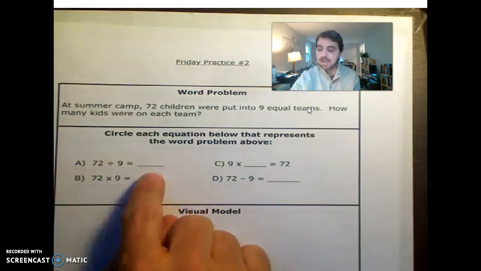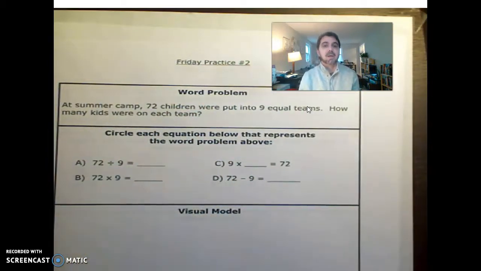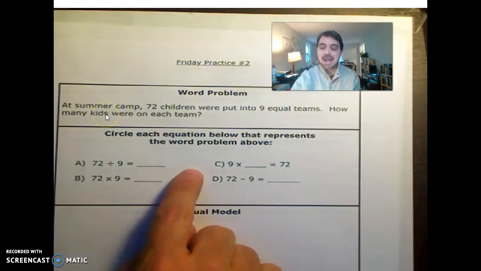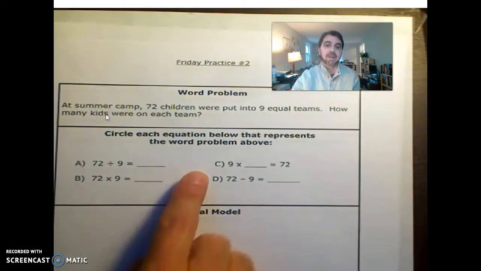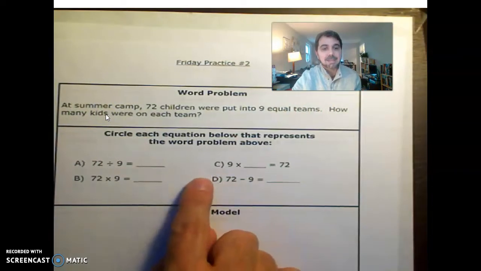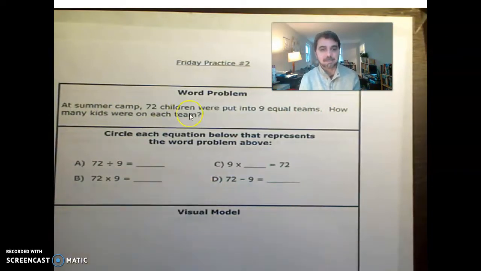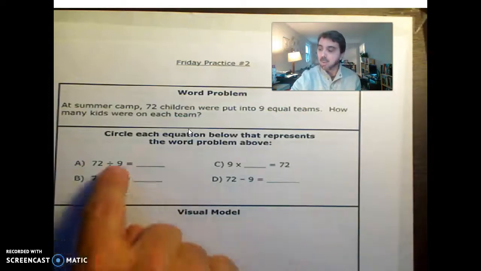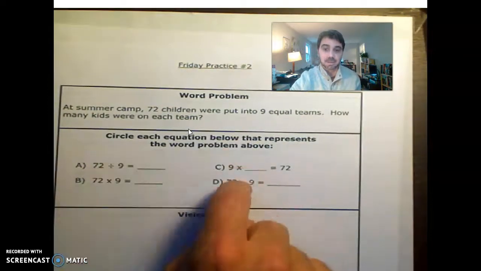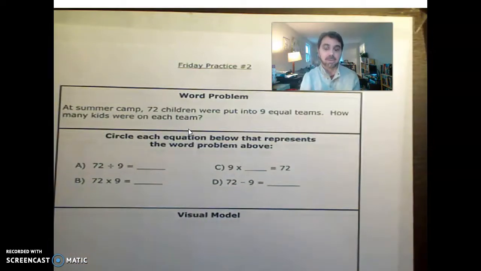I'll help you with actually solving it, okay? How many kids were on each team? All right, so I take that back. We do need to solve it. But I will help you with that part. All I want you to focus on right now is which ones would help us to solve it. Okay, that's all I want you to think about.